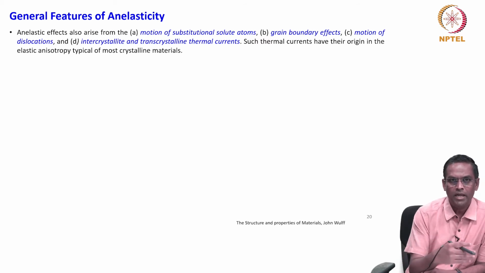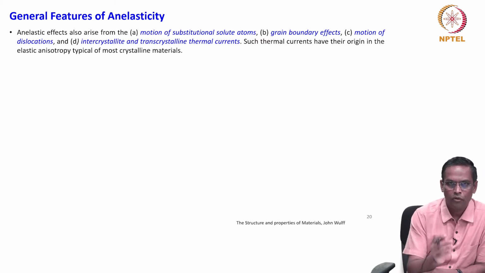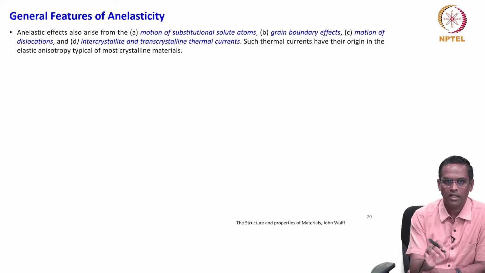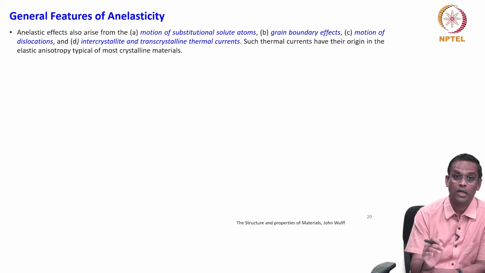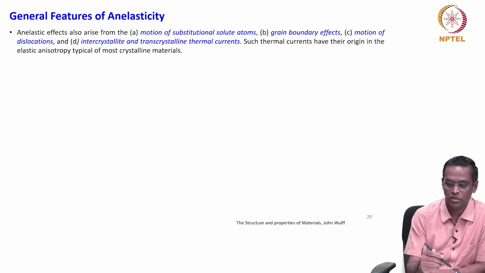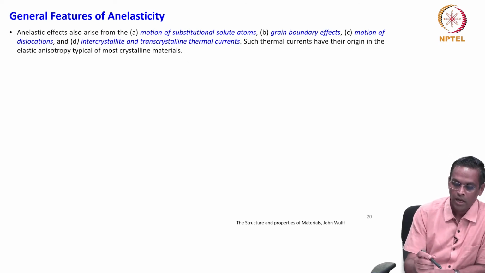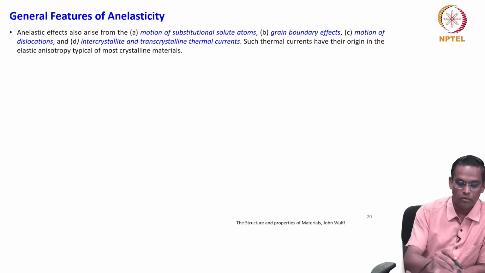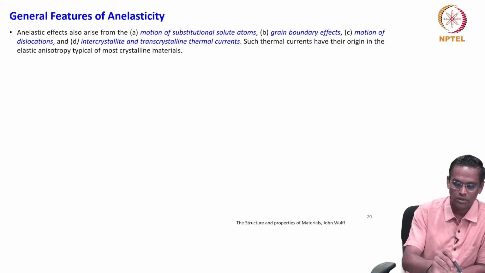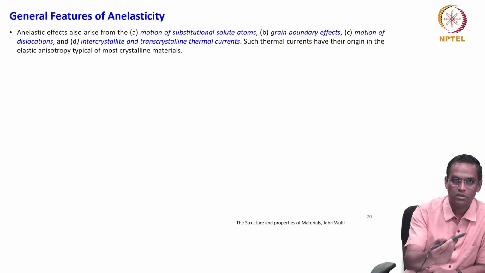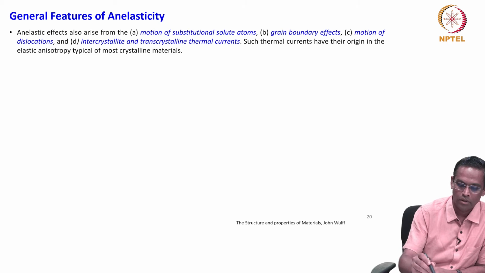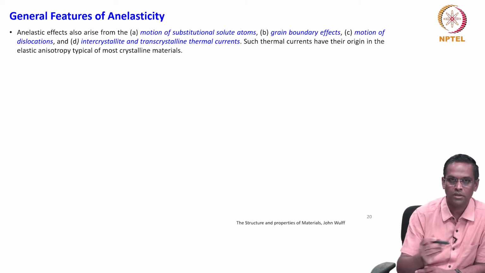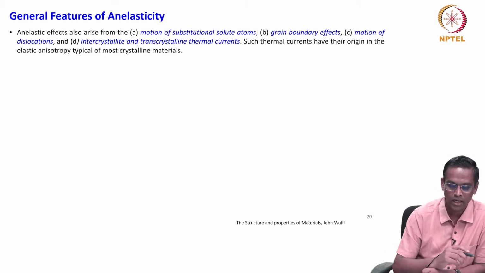So we made general statements in the previous slides. Now we are getting a little more specific, right? We just said thermal energy. Now we are talking about intercrystallite and transcrystalline thermal energy currents. We just generally said defects. Now we are talking about dislocation, motions of dislocation. We just mentioned atoms. Now we are talking about substitutional solute atoms in addition to interstitial atoms. So we are getting into specific ideas.